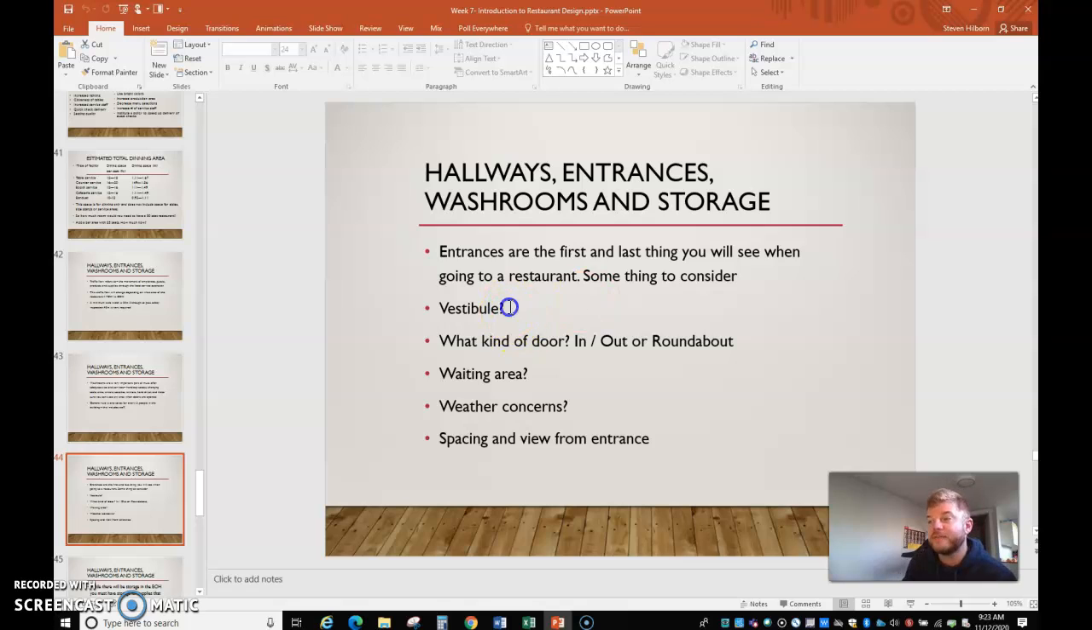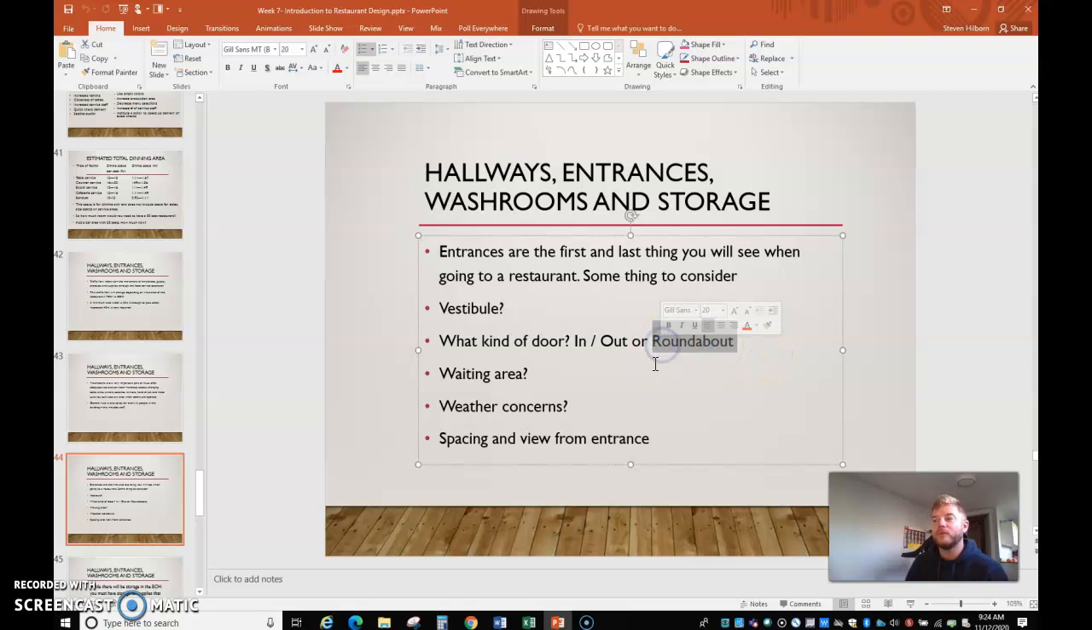So make sure you have a vestibule, which is kind of another separate entrance. You'll walk into a smaller room, which could be your waiting area, and then through another set of doors into the restaurant. That's going to really stop a lot of that weather concern. Save money on bills as well, as far as your electrical and your gas and your heating. Or you can do kind of the roundabout door as well, which many places have.